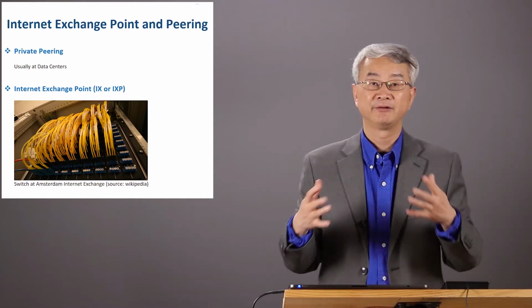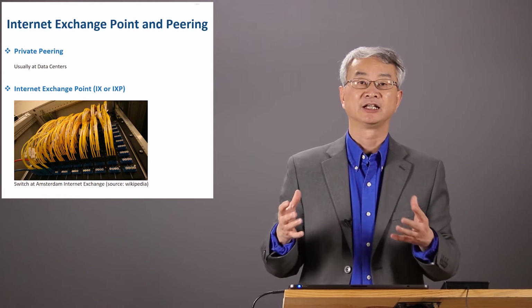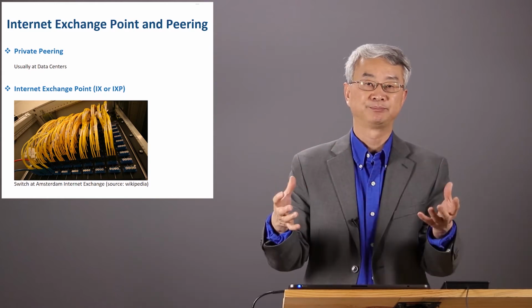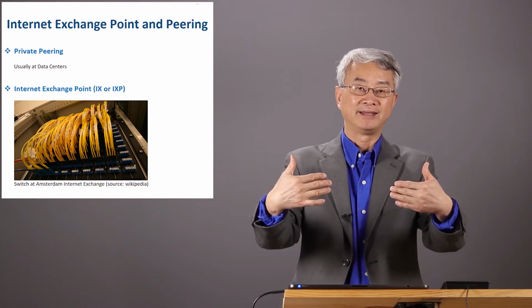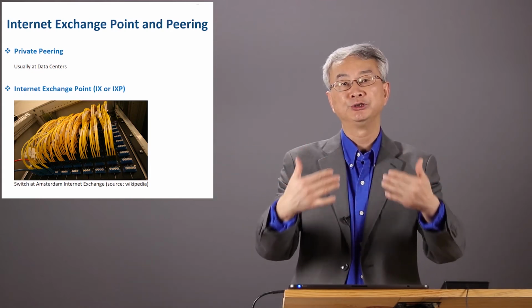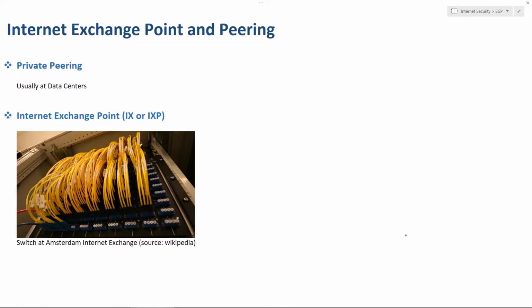As I mentioned, peering can happen privately in a data center or publicly in an internet exchange point. Peering is basically done through a switch. Different networks connect through huge high-throughput switches. This picture is from the Amsterdam Internet Exchange. You can see the huge switch where BGP speakers connect to each other and exchange information.